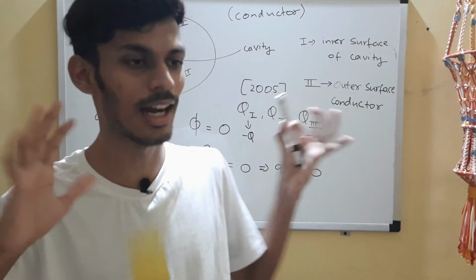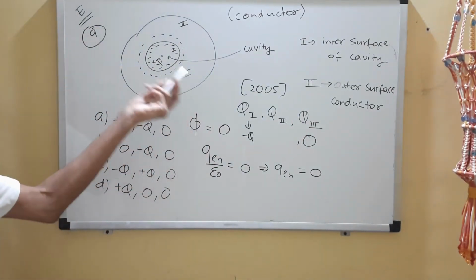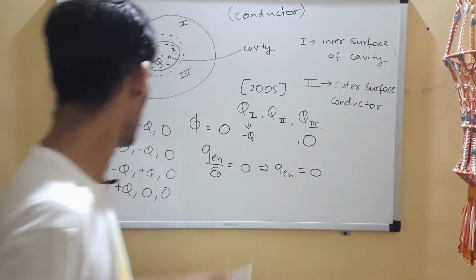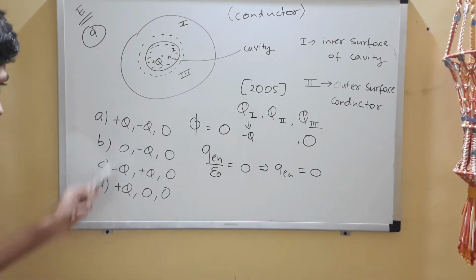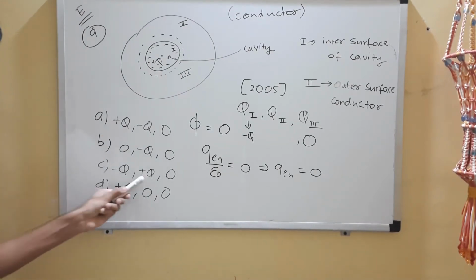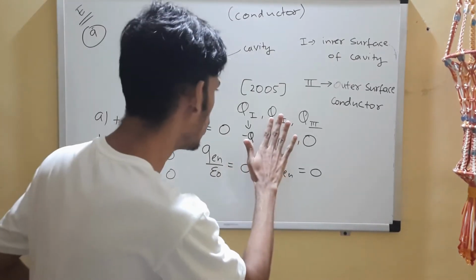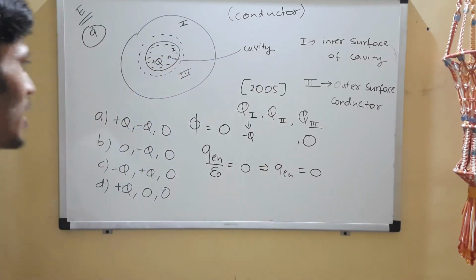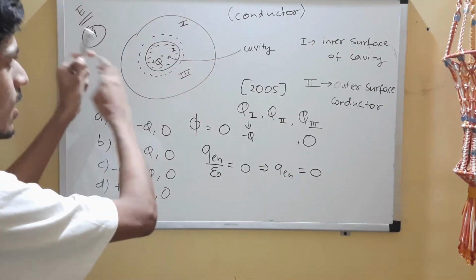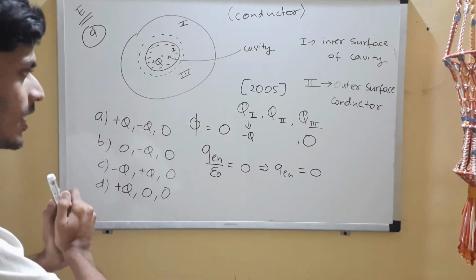Electric field inside the conductor is 0. So there should be no charge in region 3. So minus q, plus q, 0 - only one option we have. Let's prove this as plus q. Now why will this be plus q? Because the option suggests no.